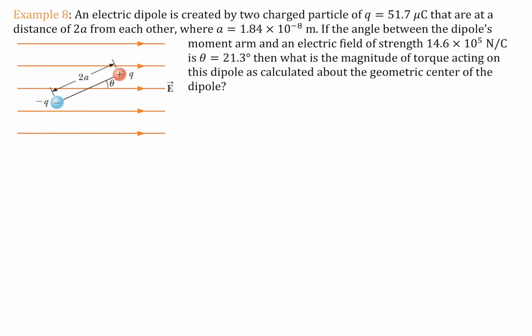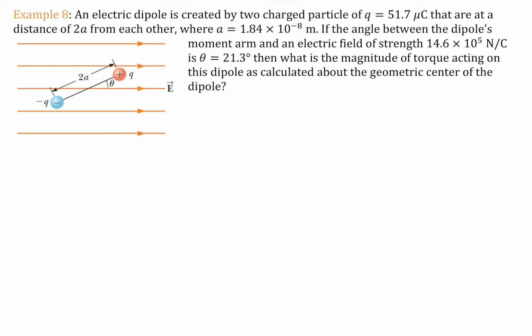If the angle between the dipole's moment arm and an electric field of strength 14.6 times 10 to the 5, which would actually be 1.46 million if we wrote this in proper scientific notation, is 21.3 degrees, so in other words this theta right here is 21.3 degrees, then what is the magnitude of torque acting on this dipole as calculated about the geometric center of the dipole? Right there, that's the center. That's why from here to here is one radius, or A.